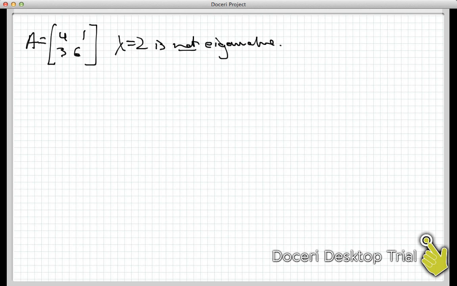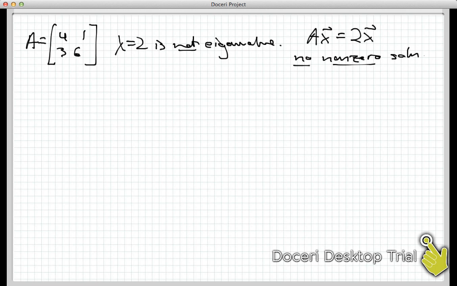So what would that mean? Well, that would mean that if I tried to look at the equation Ax equals 2x, that would have no non-zero solutions. In other words, the only solution it would have is the zero vector. The zero vector is pretty clearly a solution to that equation. Just plug it in and you'll see. What we need to show is that there aren't any other solutions to that equation other than the zero vector.